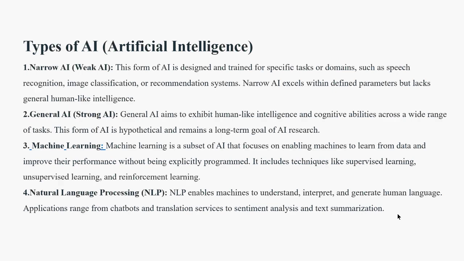So narrow AI excels within defined parameters but lacks general human-like intelligence. Whatever is given as input, according to that input it's going to give answers. It is not going to train itself or develop itself according to its environment. Before, we used to have narrow AI like Alexa, for example.